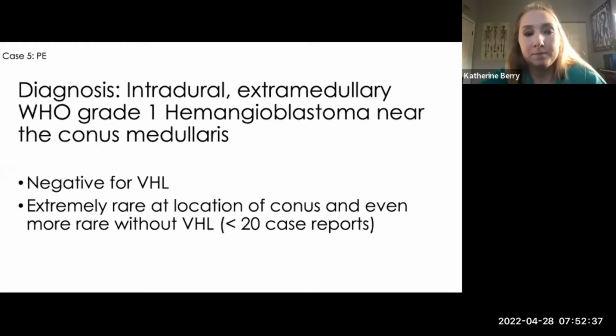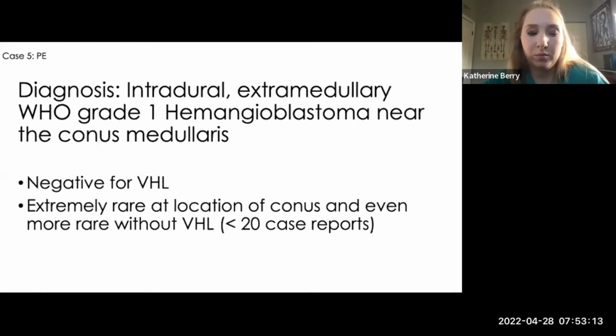So hemangioblastoma tumors that are in the dura but extramedullary are more common in the cervical than in the thoracic area. It's extremely rare at the location of the conus, and usually those patients do have VHL, which is von Hippel-Lindau disease or syndrome. But here he does not have VHL, and so this makes it even more rare. There's less than 20 case reports that I found with an extramedullary presentation, but it has been seen.